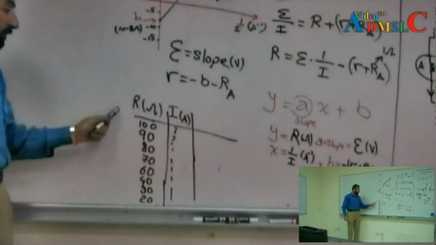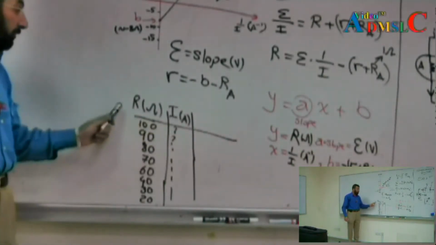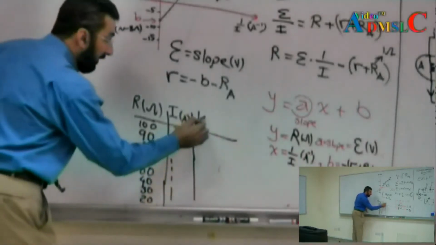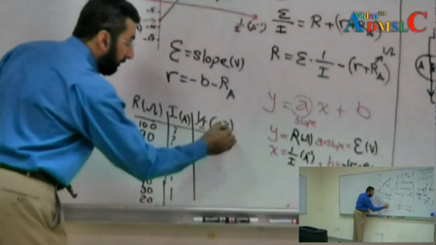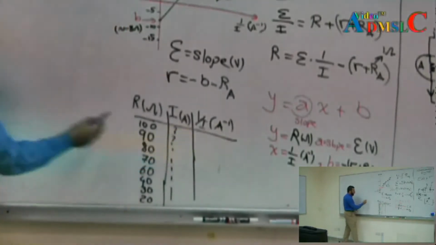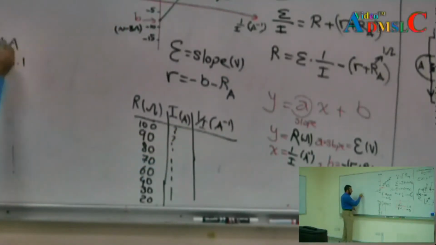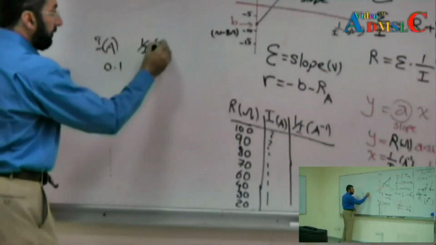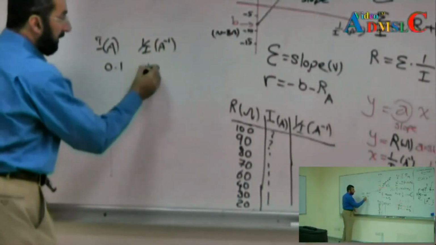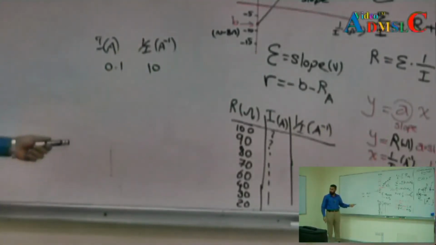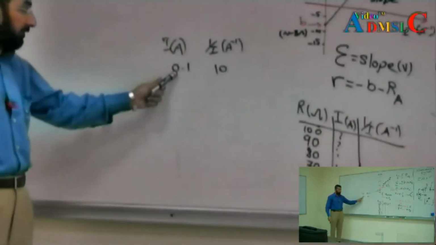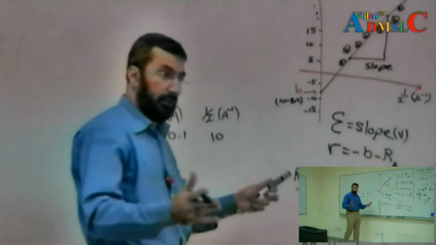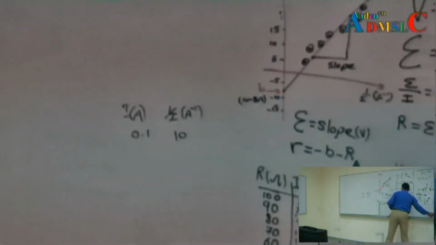But actually, I am not plotting between R and I. I am plotting between R and 1 over I. So when I get these values, take the reciprocal of this value. Let's say you have I 0.1. This is the I in ampere, 0.1 ampere. So what's the 1 over I? It's 10. You get the point? I mean, get this from the ammeter and get this from the result of that ammeter. Clear? I think it's easy.